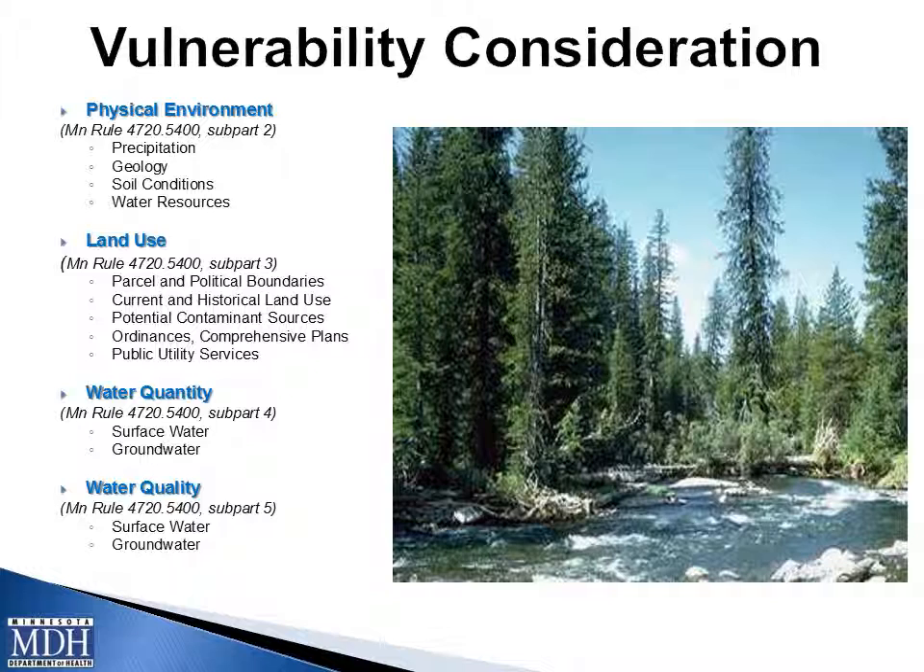Data elements that apply to land use include parcel and political boundaries, a map and inventory of current and historical land uses and potential contaminant sources, current zoning requirements, and public utility services, which considers infrastructure such as transportation corridors, storm and sanitary sewers, pipelines, public drainage systems, and other wells.